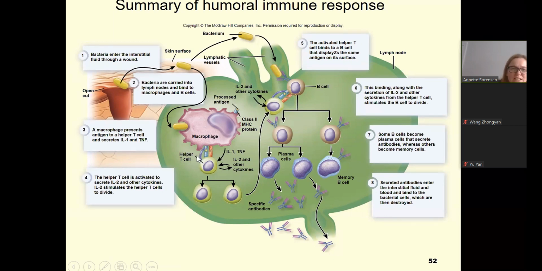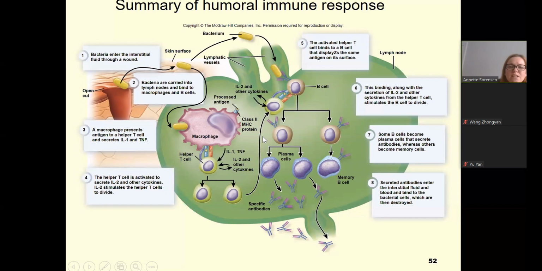As I've already said, we need CD4, and we also need co-stimulation here. We're not going to talk too much about those today. We're not going to talk about them at all today, basically. So the macrophage is also secreting cytokines, IL-1 and TNF-alpha primarily, which stimulate the T helper cells, and it starts secreting IL-2 and other cytokines, and that leads to this T cell starting to divide.